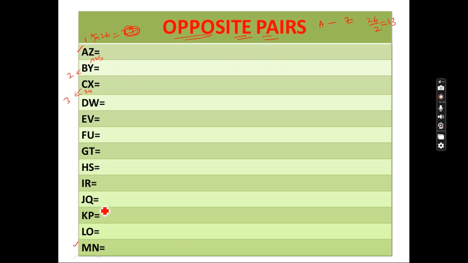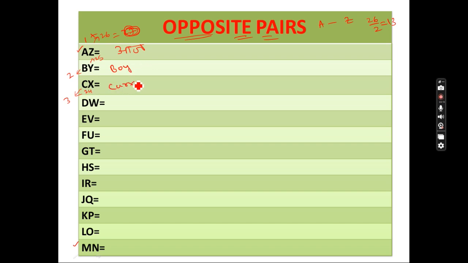Sir, how to remember these pairs? It is very difficult for me to remember. So for this I am giving memory tips and tricks to remember the opposite pairs. AZ, I am writing AJ. I am making one word here, AJ. If you remember AJ, AZ will come. BY means boy, yes or no? If you write O, it will become boy. AZ AJ, BY boy.